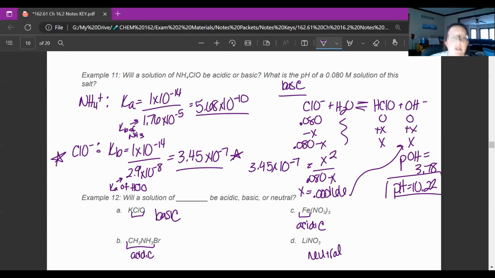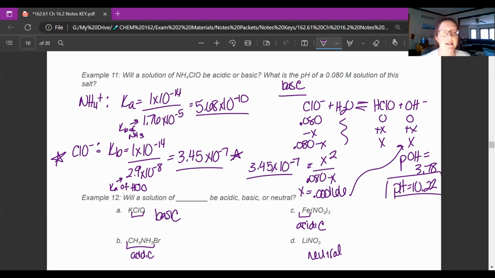Well, which one is bigger? 3.45 times 10 to the negative 7. So that's the one that wins. Once I decided that, I wrote the hydrolysis equation on the right side over here for what happens to it, filled in my ice table, used my K value here, and plugged in x squared over 0.08 minus x, solved for x, plugged x back into OH minus, got the pOH, and then got the pH, which is 10.22. So decide if it's acidic or basic, and then do your hydrolysis with your ice to find the pH.